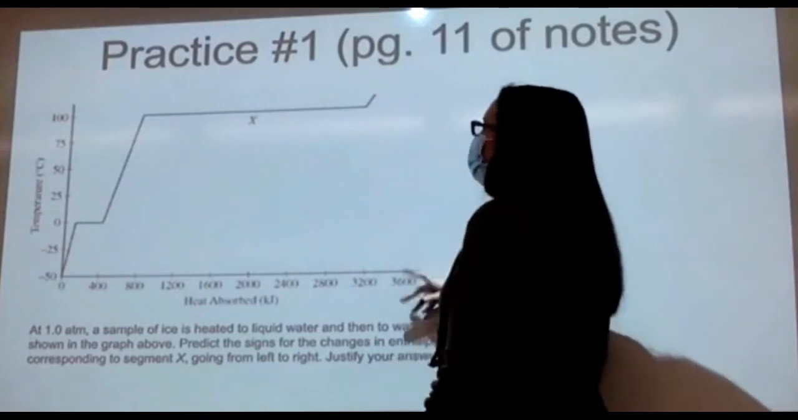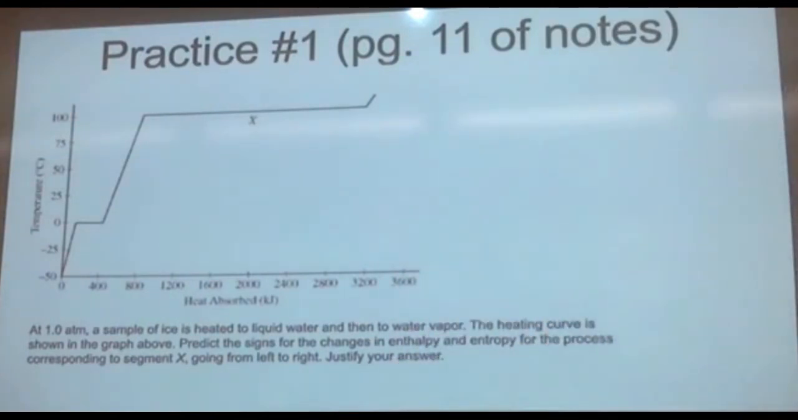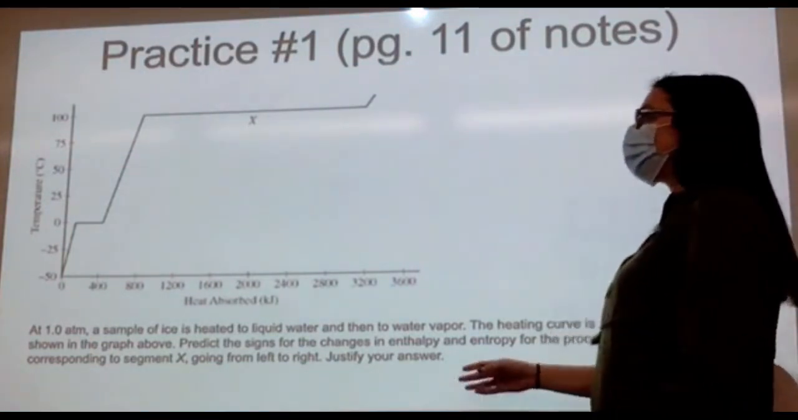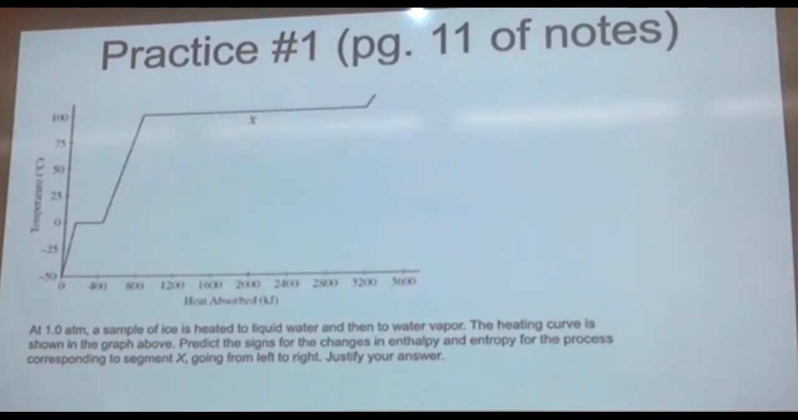So I put some practice questions at the very end of the notes. This is on page 11 of the notes. I put these questions in here because these are practice questions from College Board. I wanted to not only give examples that show how to do the math, but also applying it to practice AP questions. So this says at 1 atm, a sample of ice is heated to liquid water and then to water vapor. The heating curve is shown in the graph above. Predict the signs for the changes in enthalpy and entropy for the process corresponding to segment X going from left to right and justify your answer.